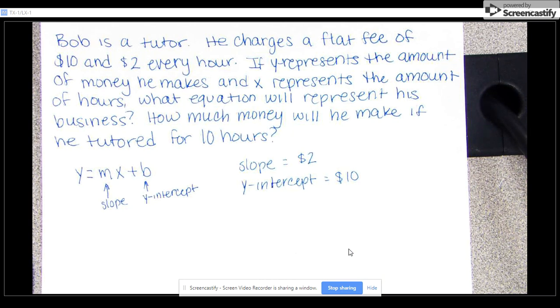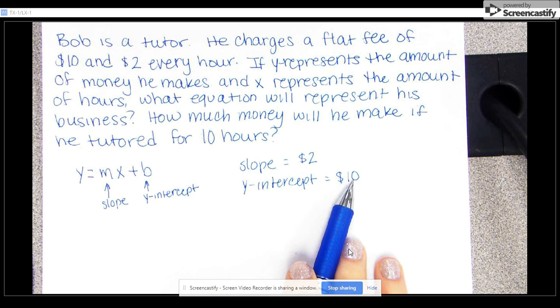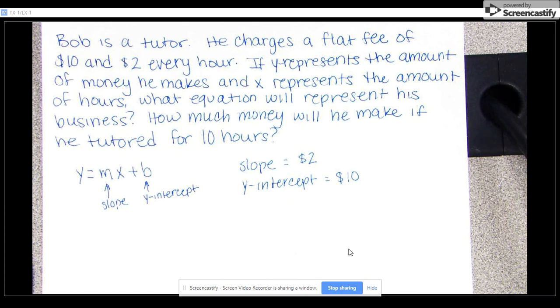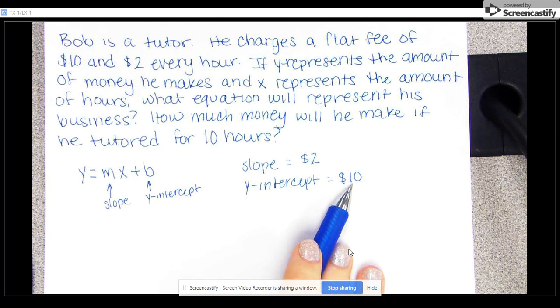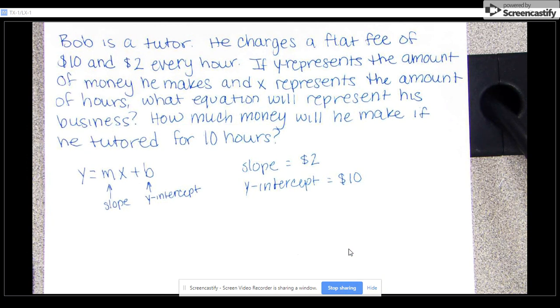An important situation to look for is if somebody is starting something below. What I mean by that is if he was starting in debt, that would mean that I would need a negative $10 because it's below that zero price. Another thing to look for is like 5 meters underground. So something starting below will create that negative sign right there. Since he is making money in this case, again, it is going to be positive.